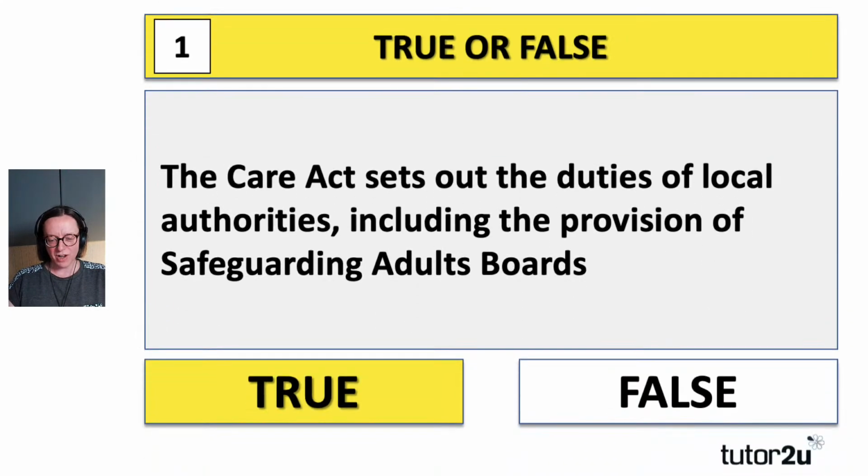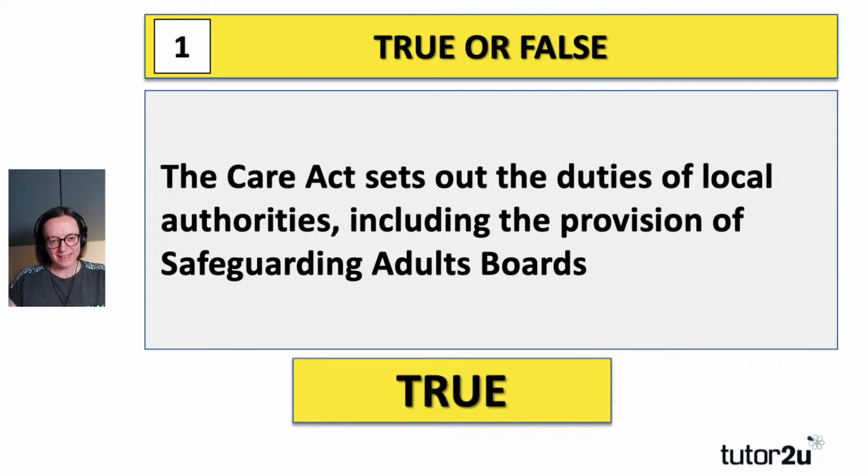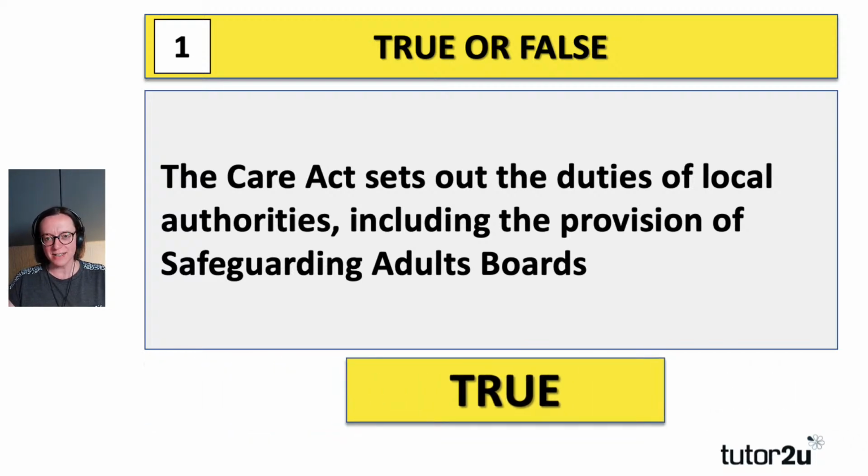Okay, I've got some quick fire true or false. The Care Act sets out the duties of local authorities, including the provision of safeguarding adults boards. Is this true or is this false? Well done, Libby. Libby got Care Act. Brilliant. True or false? Everyone's saying Care Act. Yeah, brilliant. So this is true. The Care Act does tell local authorities they must provide a safeguarding adults board. They must have one of those.